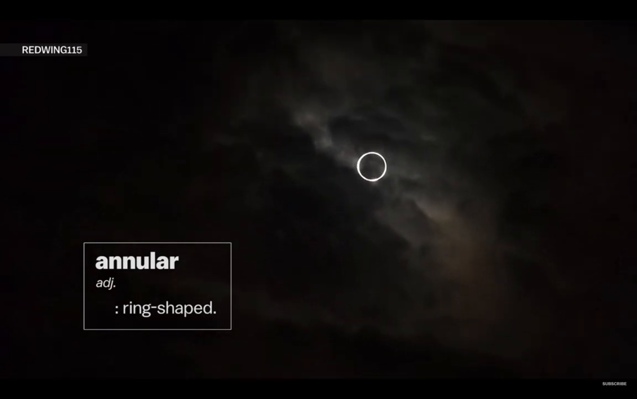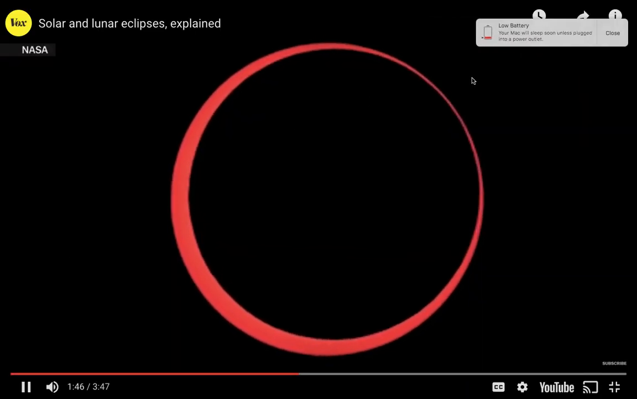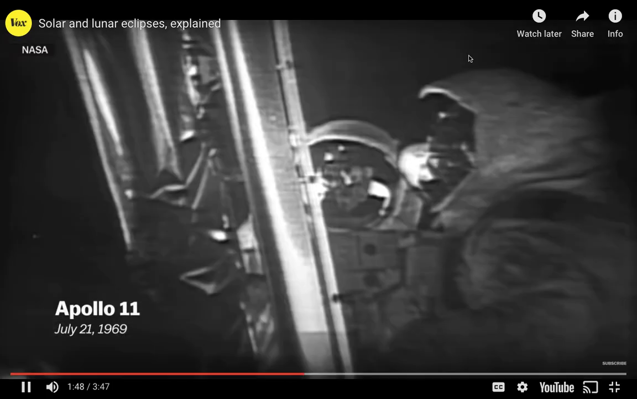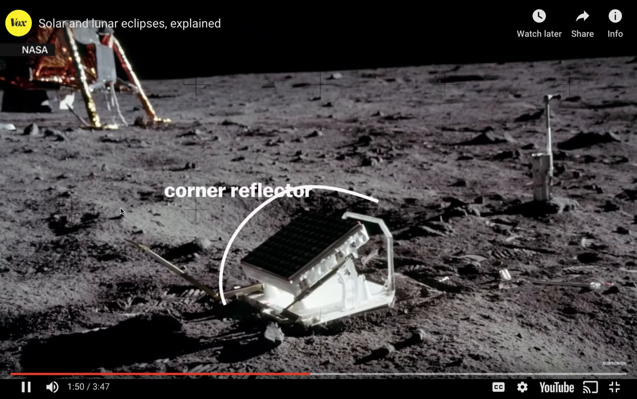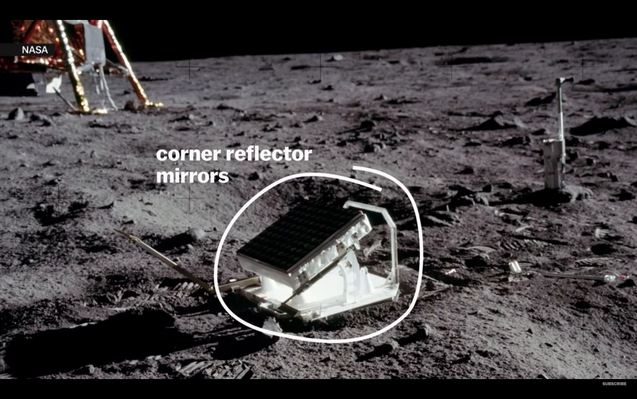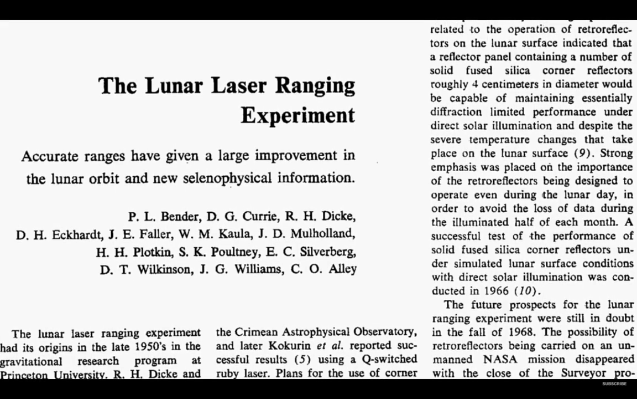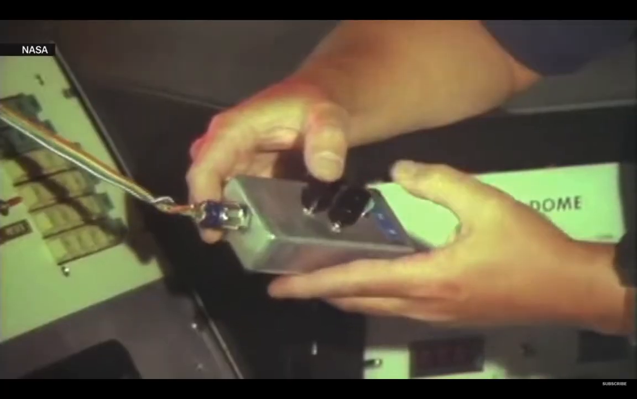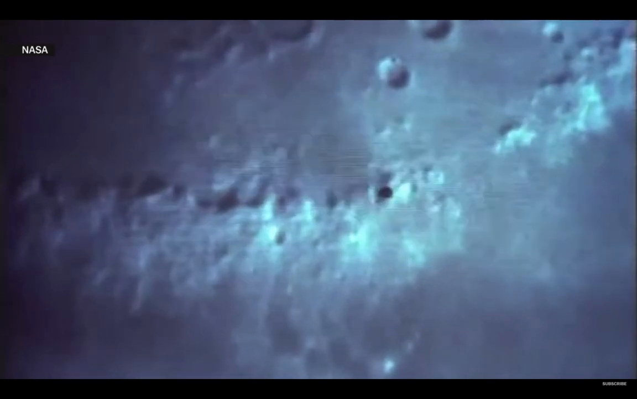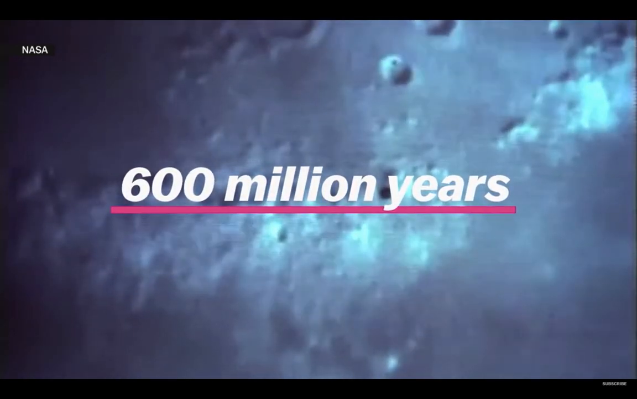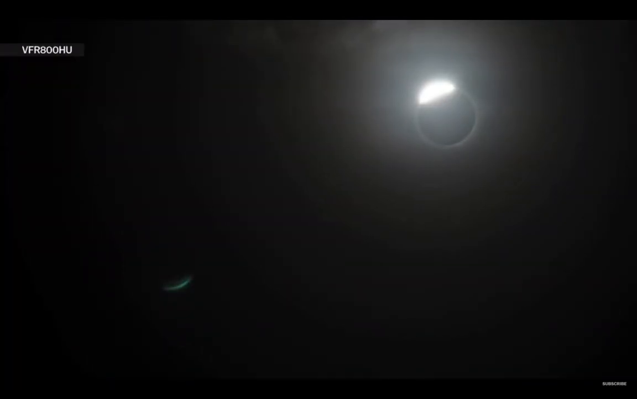In the far future, Earth will only get annular solar eclipses. We know that because Buzz Aldrin and Neil Armstrong left mirrors on the moon in 1969. Astronomers bounced lasers off those mirrors to measure the moon's distance, and that's how they found the moon is moving away from us about 1.5 inches every year. So at some point in the future, we're talking like 600 million years from now, whatever creatures live here will witness Earth's very last total solar eclipse.